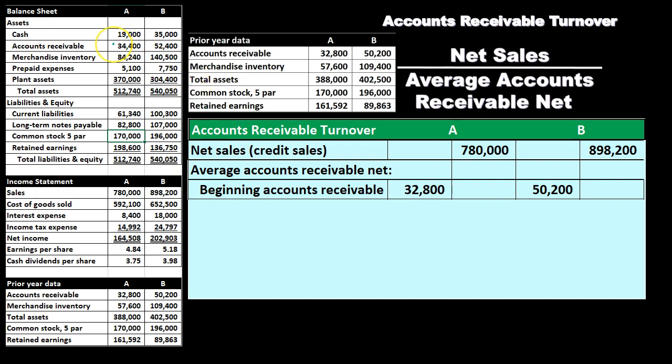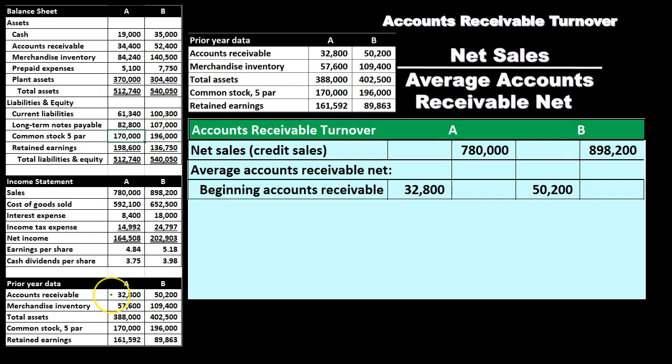Here's accounts receivable up here. Is that the beginning? No, that's the ending, because it's the balance sheet account and it's as of the current time period, the end of the current time period. Where do I get the beginning accounts receivable? In practice, it's from the prior year financial statements, because they represent the end of the last year, which is the beginning of this year.